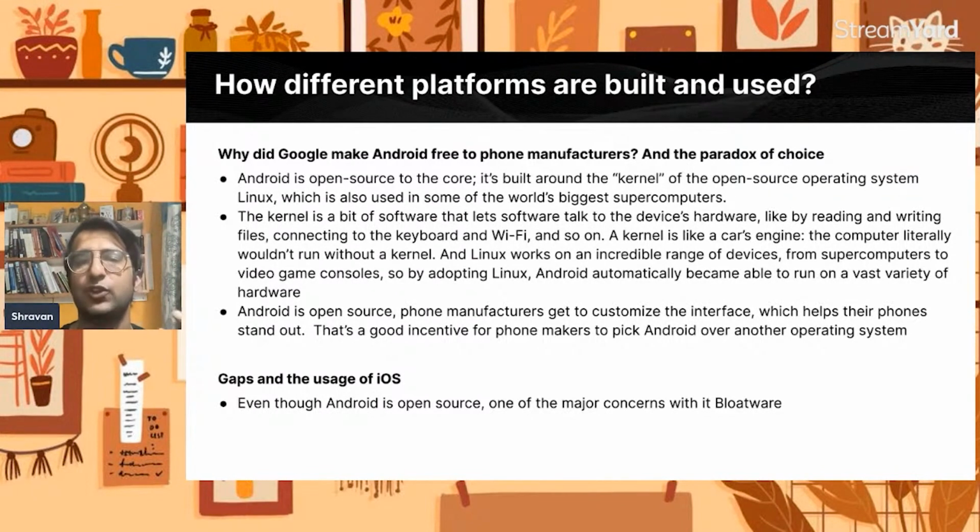The kernel is like a software which talks to the device's hardware and helps do all of those things: reading, writing applications, connecting to the keyboard, Wi-Fi. A kernel is like a car's engine. The computer literally wouldn't run without a kernel. And our Android OS is built on top of this kernel.